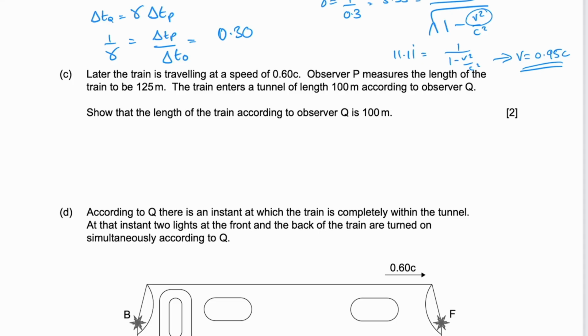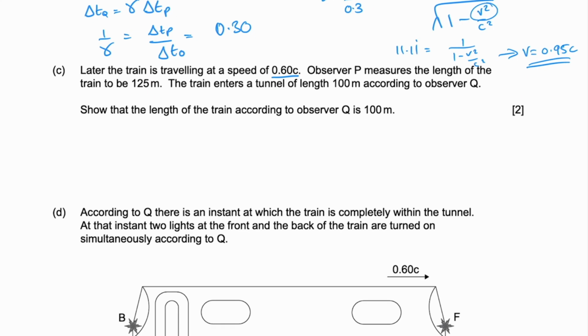C. Later, the train is travelling at a speed of 0.6 c. Observer P, who is on the train, measures the length of the train to be 125 metres. The train enters a tunnel of length 100 metres according to observer Q, who's watching from the side. Show that the length of the train, according to observer Q, is 100 metres.